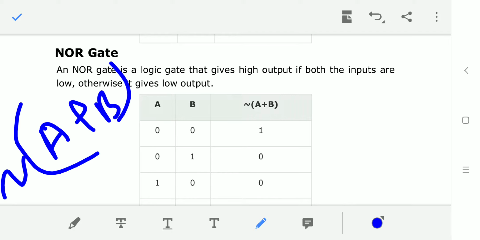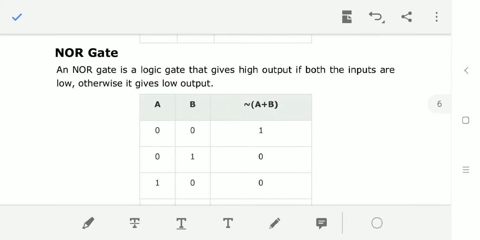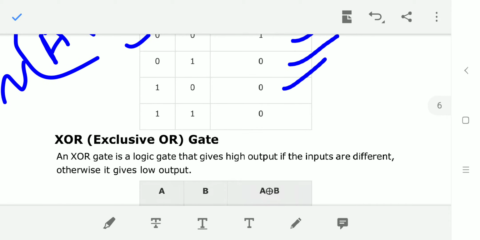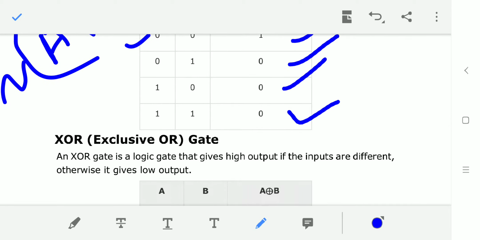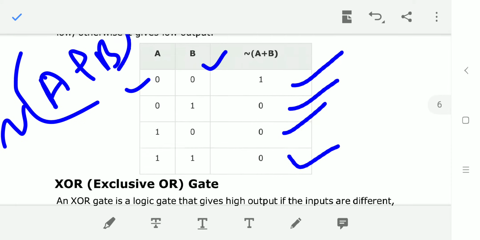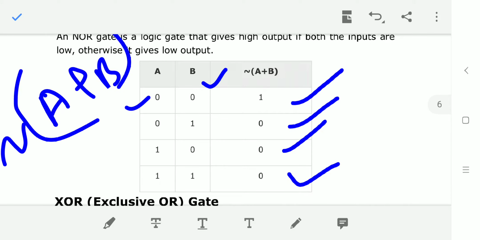Okay, A is 0, B is 0, then NOR will be 1. It means if only the values are low, 0 0, then it will be 1, otherwise it will always be 0.